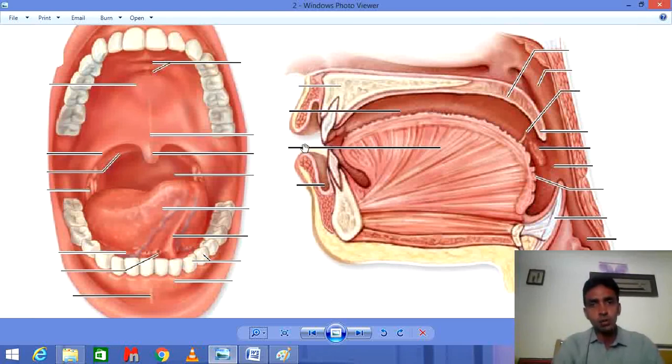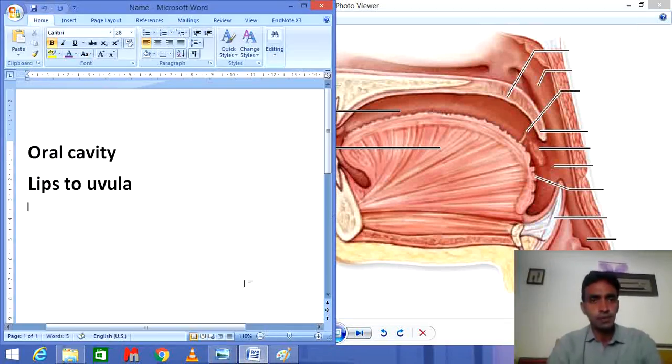Mouth is just a space. There is no structure which represents mouth. Mouth is actually a hollow space between two lips. First the mouth, which is just the space between the two lips.